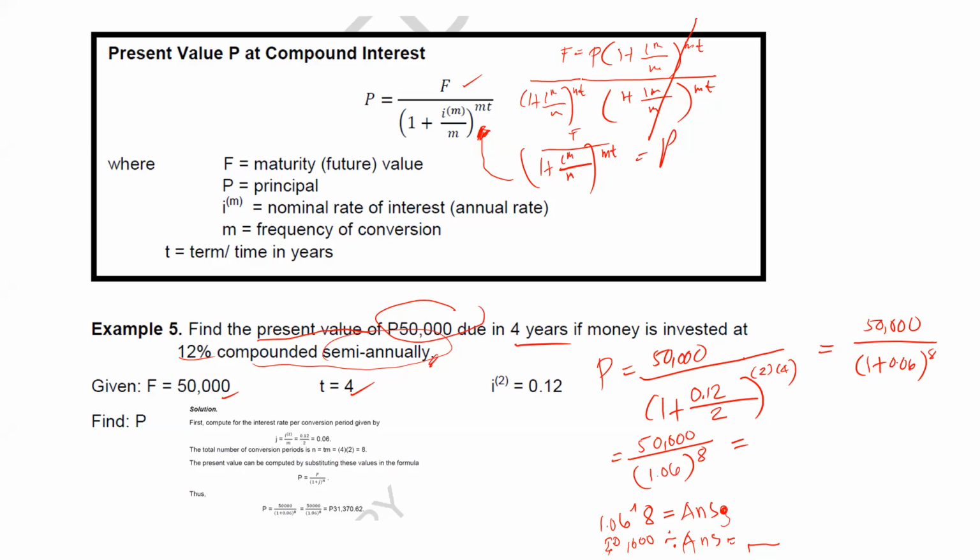Since we are talking about the present value, what we are looking for, and given is the future value, your answer should be less than 50,000. Because this 50,000 is already a future value, it already has interest added. What we are looking for is the money that was borrowed or invested, the principal amount, before it became 50,000. What is the answer?